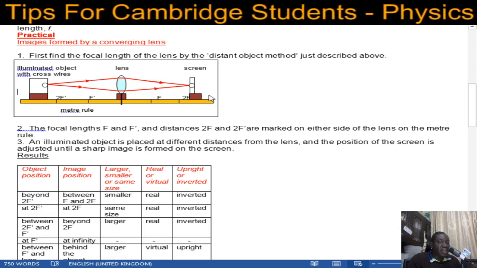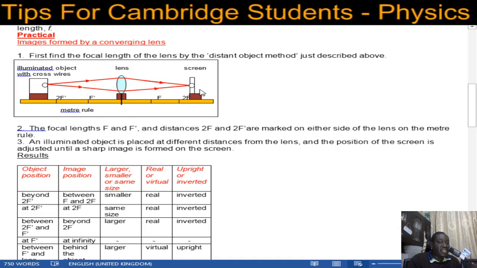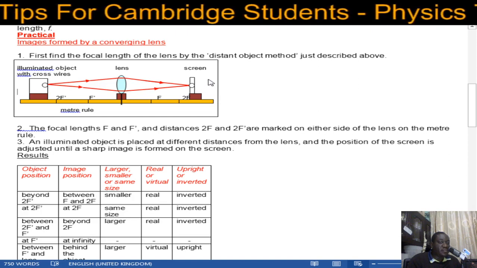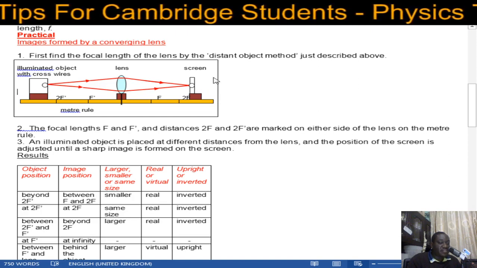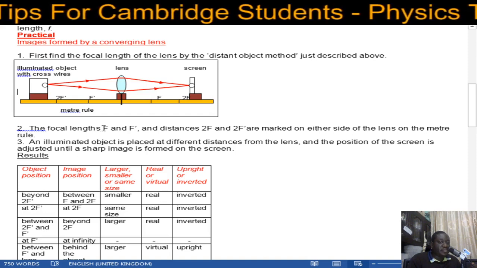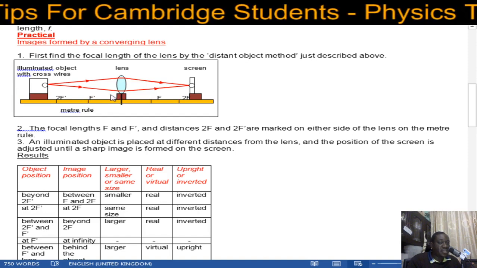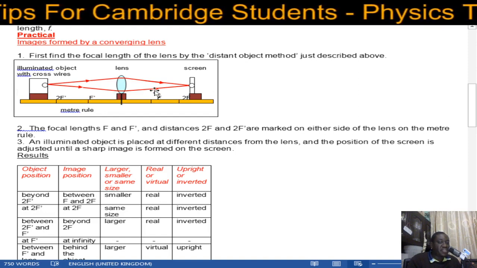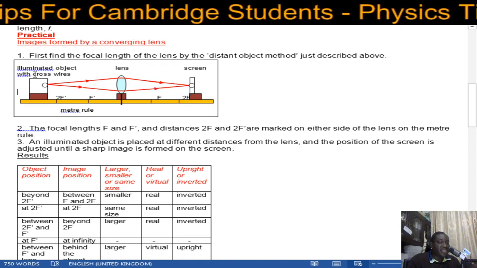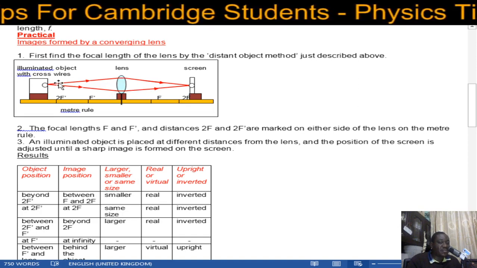Now, as you move to f, you won't find the image there. It will be too large to be seen on the screen, so it is said to be at infinity. And then if you further move the object so that it's between f and the lens, there won't be any convergence this side. The image will be formed on the same side as the object.